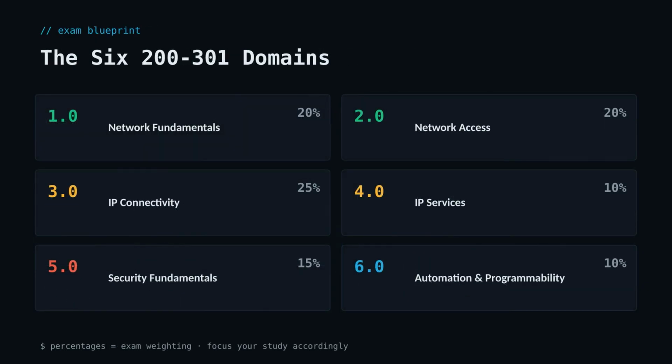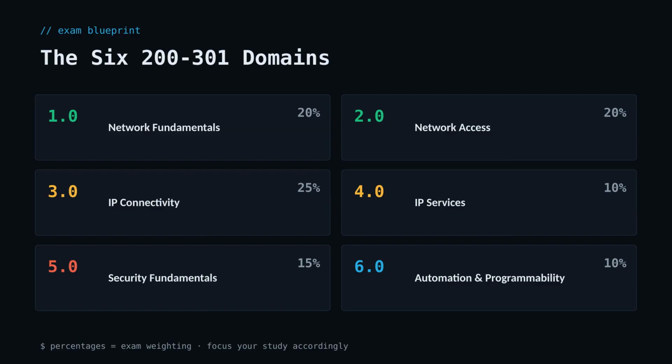Now let's break down what's actually on the exam. The 200-301 is organized into 6 domains, each weighted differently: network fundamentals and network access each carry 20%, but IP connectivity is the heaviest at 25%. That's your routing and switching core.